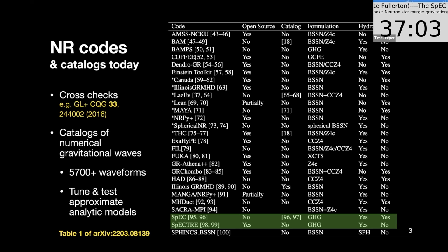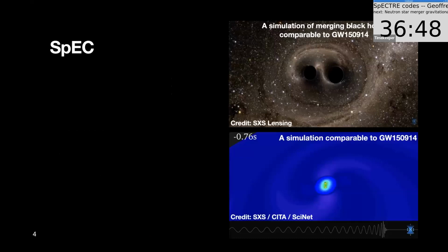Now in this talk, I'm going to focus just on two codes, SpEC and SpECTRE, but this is just a piece of the broader landscape. It's just a piece that's a little bit different from most of the other codes that are on the list here. So I'm going to start out by talking about SpEC.